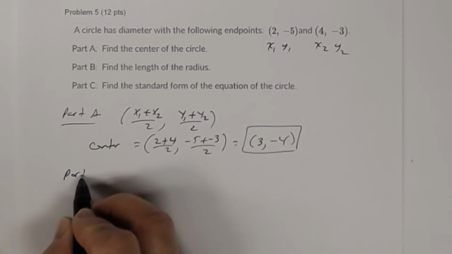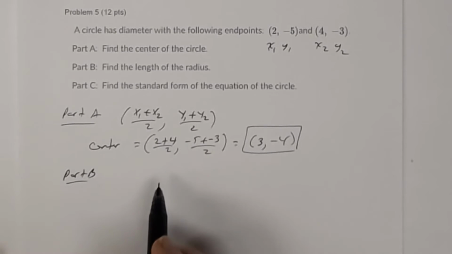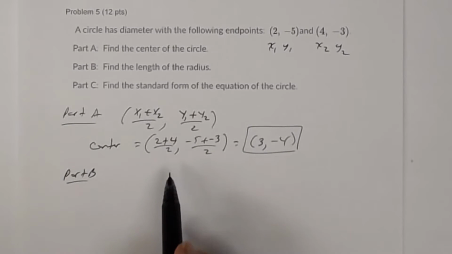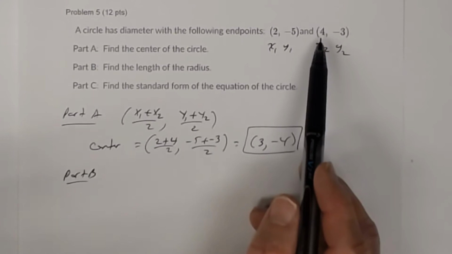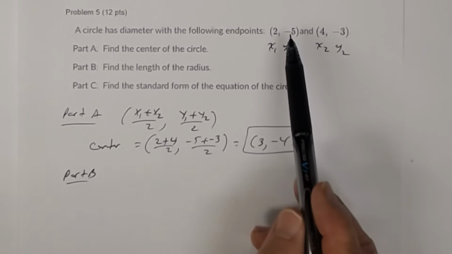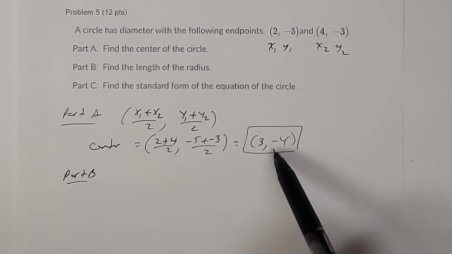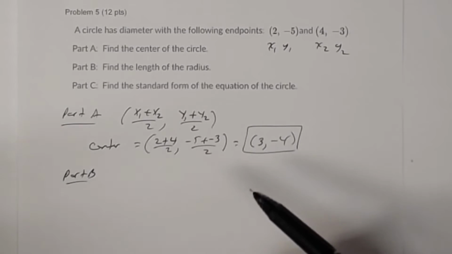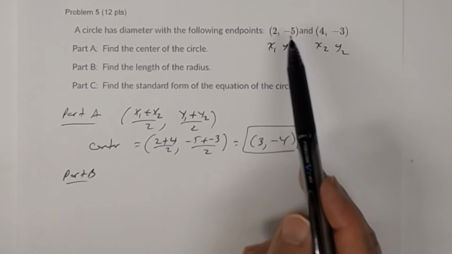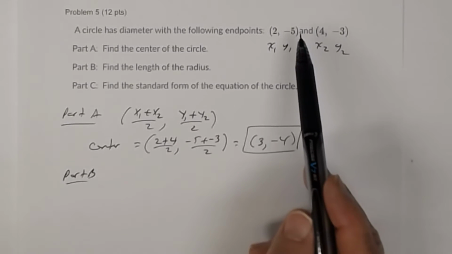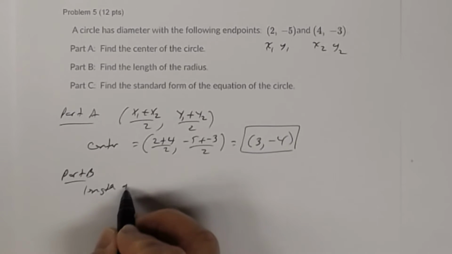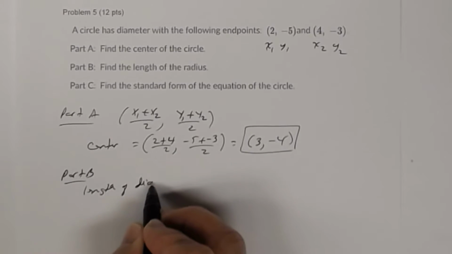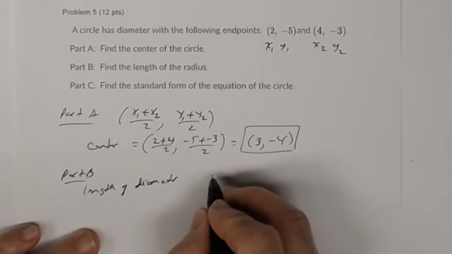All right, part B, you want to find the length of the radius. Well, remember, you're told that these are the endpoints of the diameter. So you could do it several ways. You could use these 2 points, or you could use one of these with this one because that's the center. It does not matter. Because of the time that we have, I'm just going to go ahead and use the diameter. So I'm going to find the length of the diameter, and to do that I need to use the distance formula.